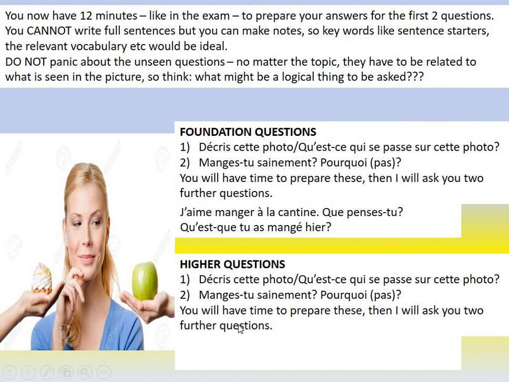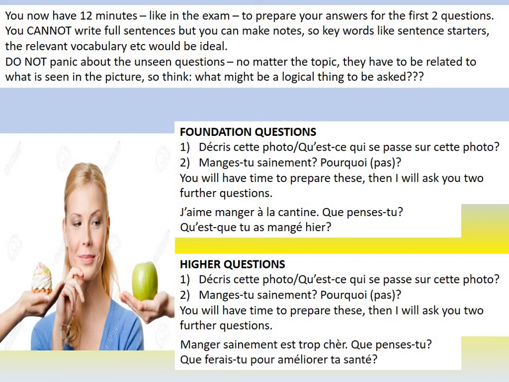For higher tier, Manger sainement est trop cher. Que penses-tu? Eating healthily is too expensive. What do you think? And my last question for higher tier: Que ferais-tu pour améliorer ta santé?